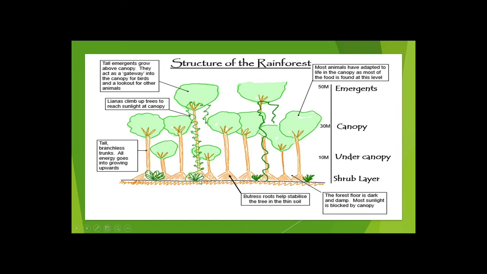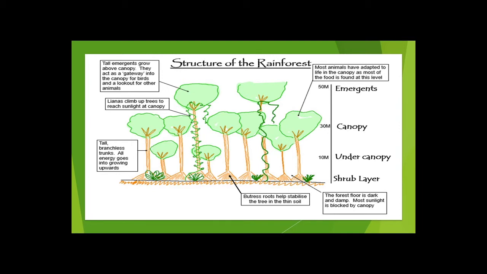So although they don't have the ability to grow up themselves, they've adapted to use these emergents to get themselves above the canopy. As you can see, the shape of the trees, you recognize the style they grow. Tall, branchless trunks, all energy goes into growing upwards.